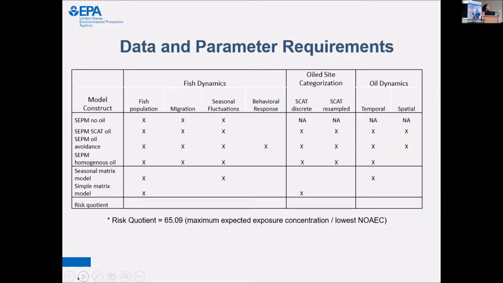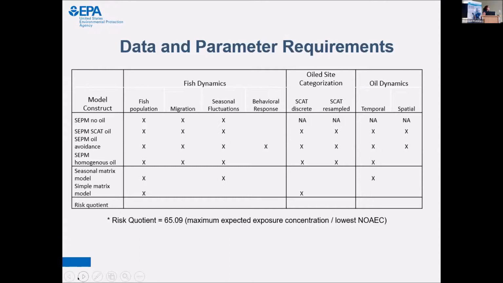You don't have to remember all these, but it just gives you a quick reference into how all these different models are related to each other, how they're similar and how they're different. We'll start off by explaining the 4 spatially explicit population models that we have. The first one represents our baseline or no effects. There's no oil included in that simulation. The second one uses the SCAT categories from the nearest site to determine the estimated TPAH value.